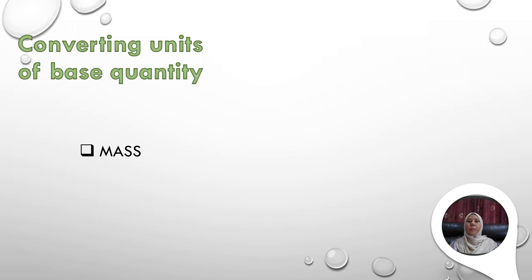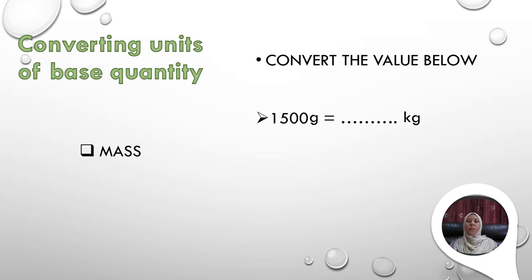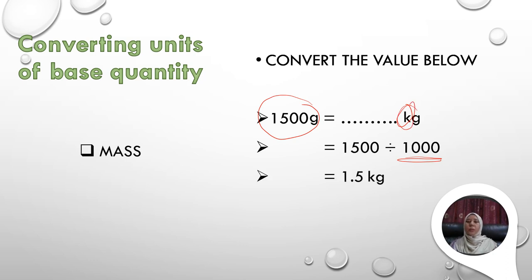Let's see some examples of converting units of base quantity. First one is mass. How do you convert from 1500 gram to kilogram? You use the prefix for kilo just now. The value for kilo is 1000. So you divide 1500 by the value of prefix kilo, 1000. Then you get your answer, 1.5 kilogram. You divide the value.